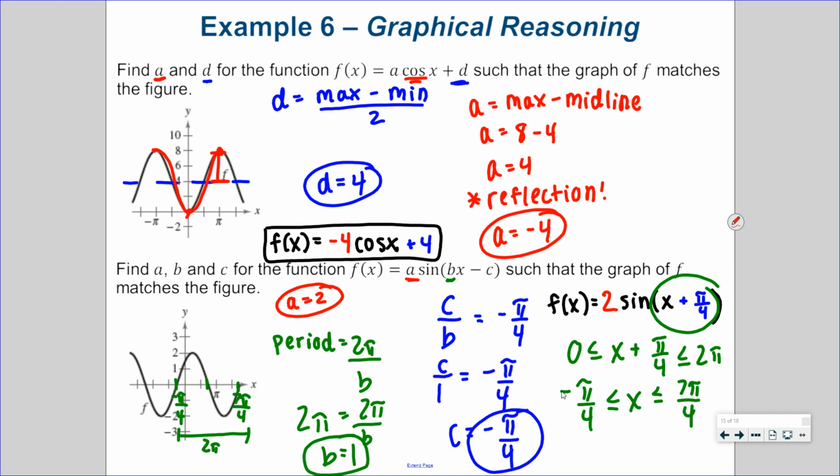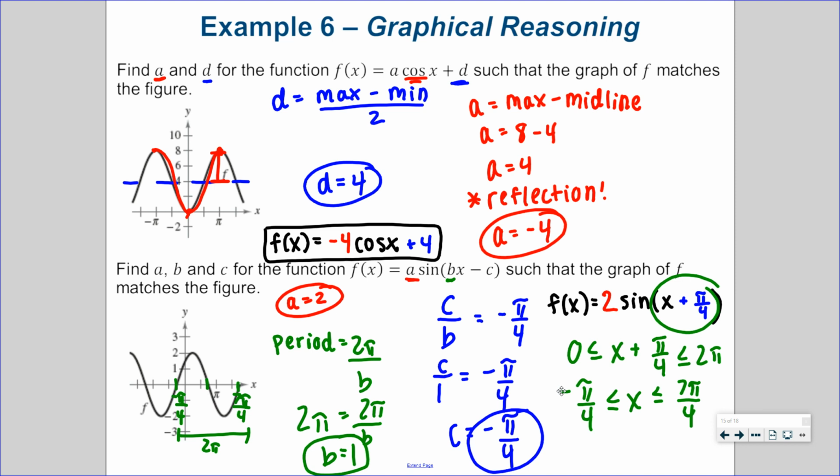Because now this factors in a shift to the left, which would have added in the shift. Yeah, you could have, but here they didn't want you to. They didn't say find a B or C. Good question. Does that make sense, though? Okay. Good.